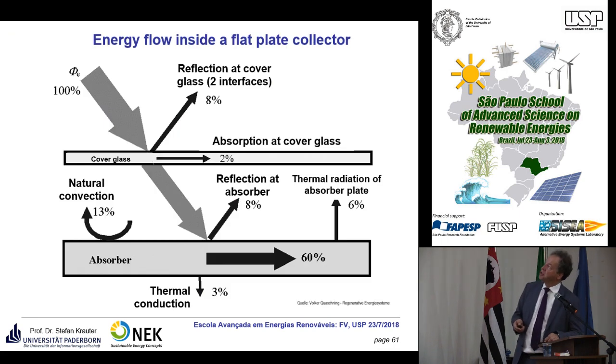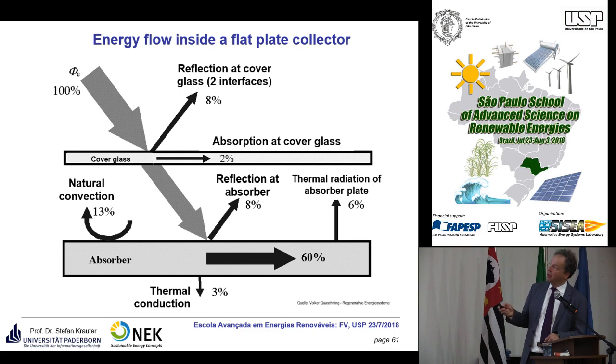So this is, for example, the energy flow inside a flat plate collector. Very simple ones, you can purchase them everywhere. You have here the 100% of the incoming radiance, then you have the cover glass. According to the refractive index of conventional glass, which is 1.54, and the air is 1.0, you have a reflection of about 4% for the first interface. If you go to the second interface, again 4%, so you lose about 8% of the radiance due to reflection. This depends also on the incoming angle, I come to this a bit later.